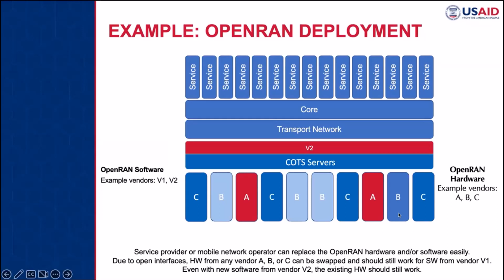Okay, so the service provider or mobile network operator can replace the OpenRAN hardware and software easily if they prefer to use a different hardware, or if the hardware goes down or is no longer operating, they can immediately buy or purchase from another vendor if they want. And then due to open interfaces, hardware from any vendor can be swapped and should still work for the software from other vendors. Even with new software from vendor 2, the existing hardware should still work.